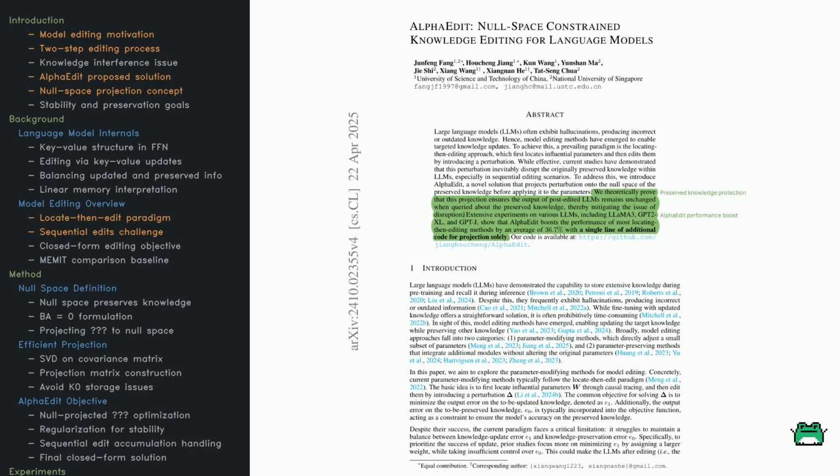The key idea? Instead of applying edits directly, AlphaEdit projects them into a special null space, a direction in the model's parameters that doesn't interfere with preserved knowledge. Think of it like a surgical tool that only cuts where it won't cause collateral damage. And the best part? It's just one extra line of code. In tests, AlphaEdit boosts editing accuracy across models like Llama, GPT-2, and GPT-J, without breaking what the model already knows.